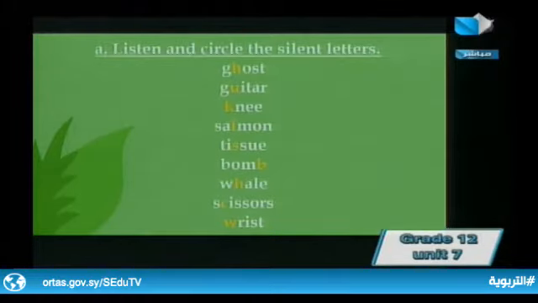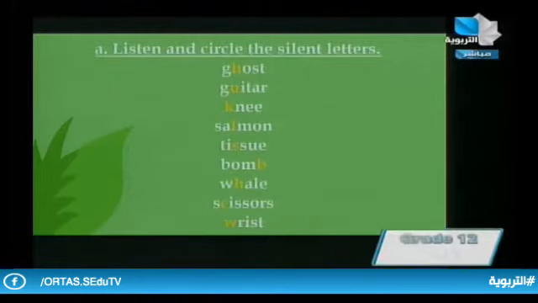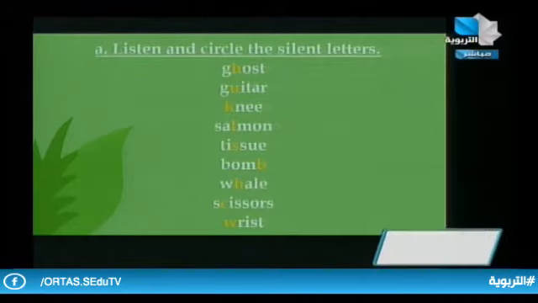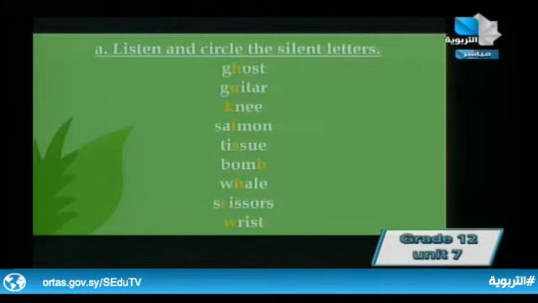After this, we have a listening exercise. We can listen to this audio. Ghost, H is mute. Guitar, U is mute. Knee, K is mute. Salmon, it's a kind of fish. L is mute. Tissue, the first S is mute. Bomb, the B is mute, not bomb. Exactly. Whale. Scissors. And wrist.